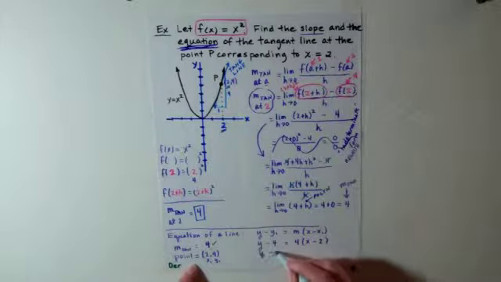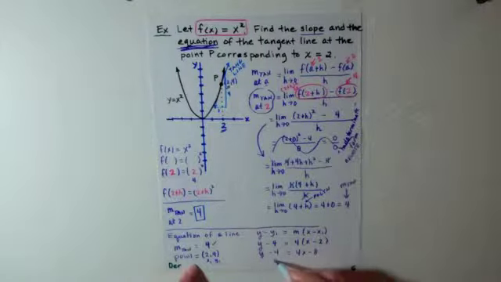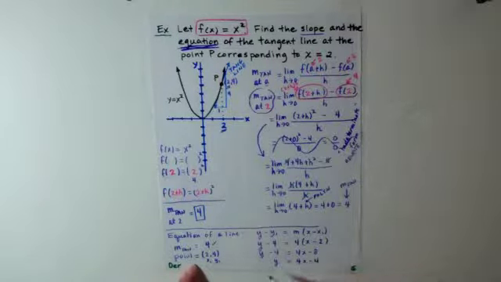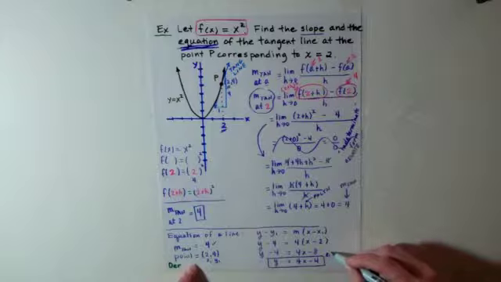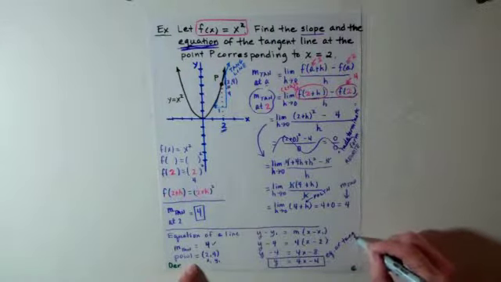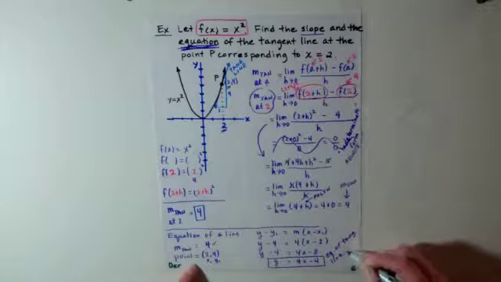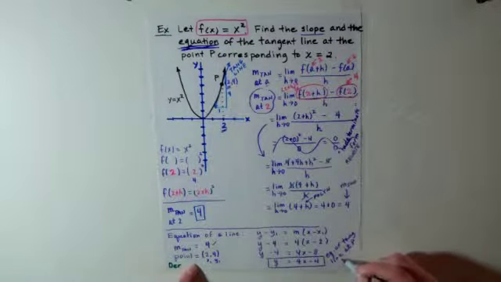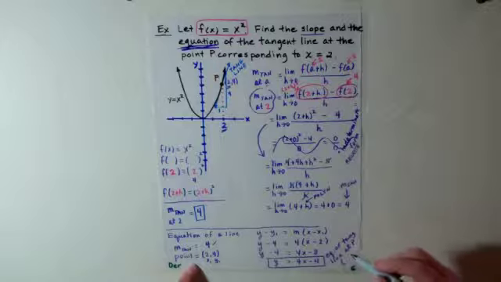Alright, so I get y minus 4 is equal to 4x minus 8, or y, if I put it in slope-intercept form, is equal to 4x. I'm adding 4 to both sides, so that would be 4x minus 4. This should be the answer to the other thing we were asked to find. This is the equation of the tangent line at the point P. In other words, at the point where our x coordinate is equal to 2.